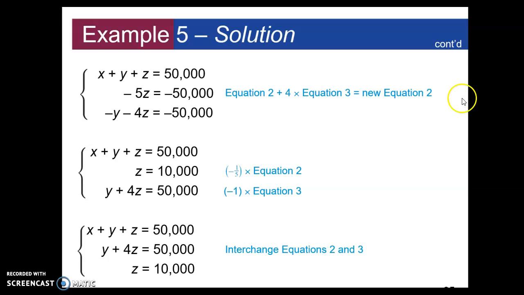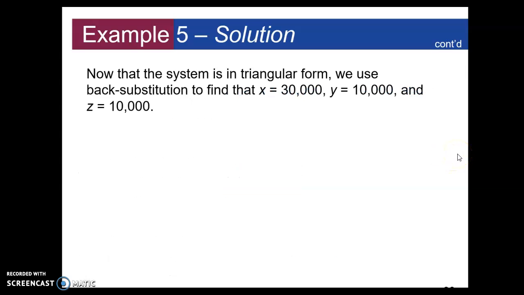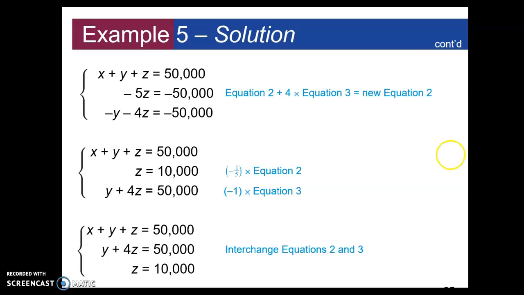Phew, the puzzle is almost solved. So now I'm going to do the back substitution. I need to substitute 10,000 into equation 2. So I'll have y plus 4 times 10,000, which is 40,000, is equal to 50,000. Therefore, y would equal 50,000 minus 40,000, which is also 10,000. So now I know Y and Z are each $10,000.